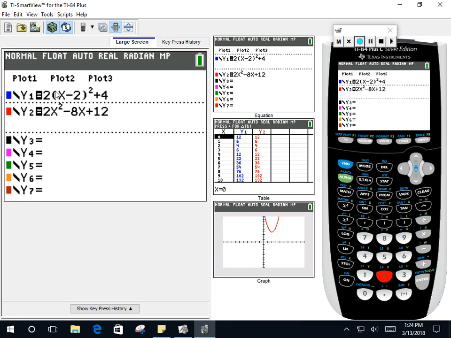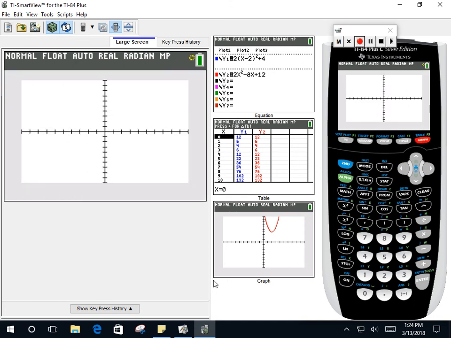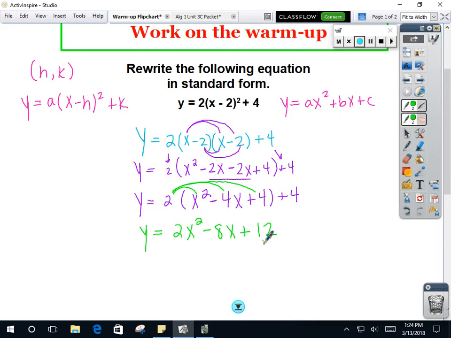And watch, the first one in vertex form will be graphed in blue. The second one in standard form will be graphed in red. Okay, there's the blue one, the one that was in vertex form. And there's the red one, the one that was in standard form. That means we've done it correctly, because it's the same parabola. We're just changing it from one form to the other. All right, now turn in your packet to page 6.